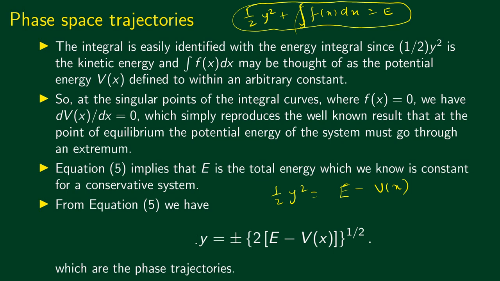So half y square is E minus V of x, so you see that y square is equal to 2 times E minus V of x, or y is equal to plus or minus the square root of 2 times E minus V of x, whole raised to 1 by 2. So y would be the square root of this.